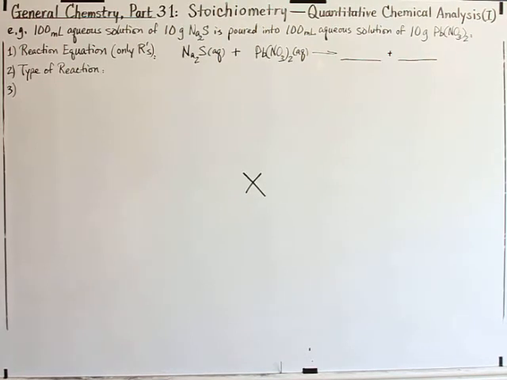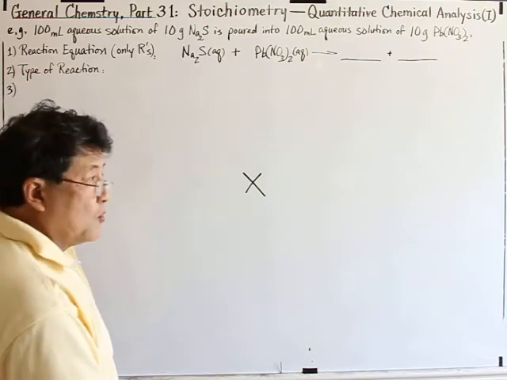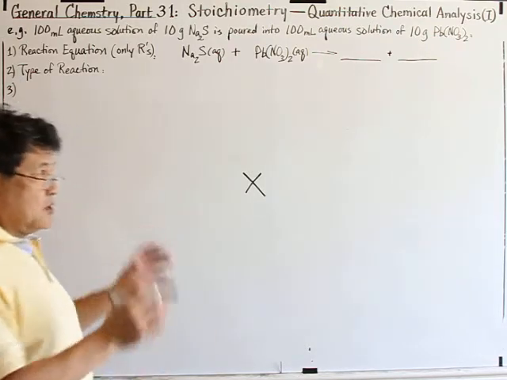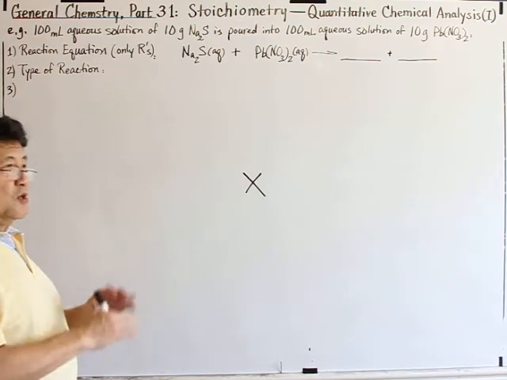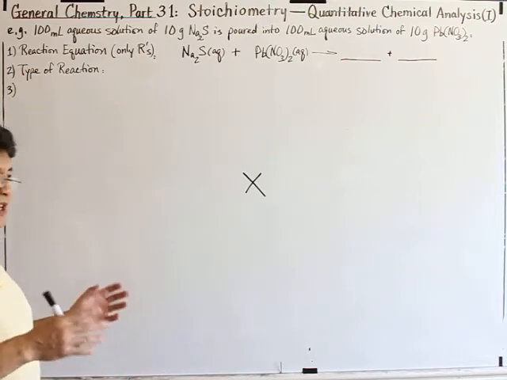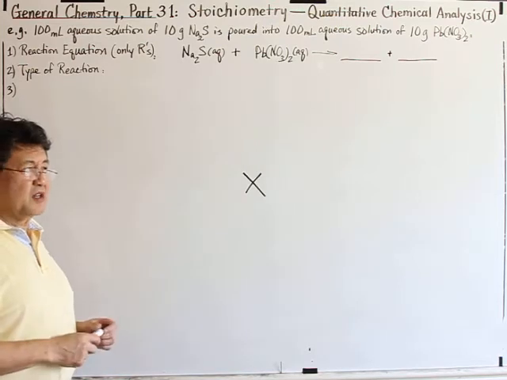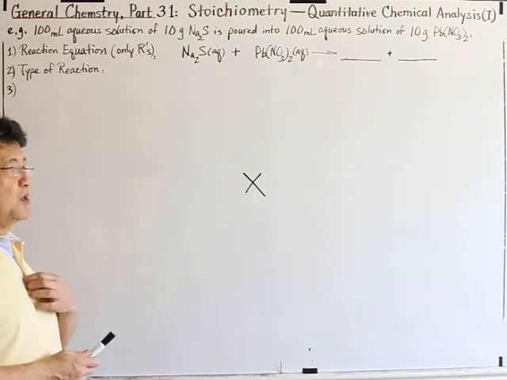Okay, let's continue on general chemistry. Now it is going to be part 31. In the last part, part 30, we finished the introduction and detailed discussion of basically 8 different kinds of chemical reactions. Now the last one is redox.